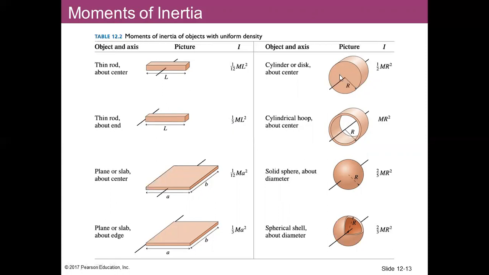For the cylinder or disk, we have half m r squared, where m is the mass and r is the distance between the center and the rotation axis, in this case the radius. For the solid sphere we have I equals 2/5 m r squared, if it is rotating about the center.